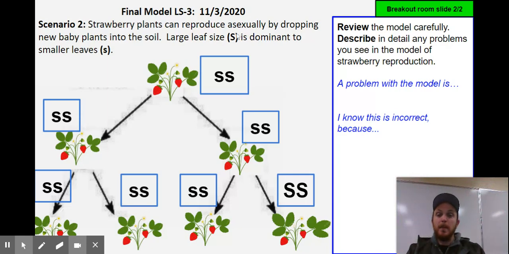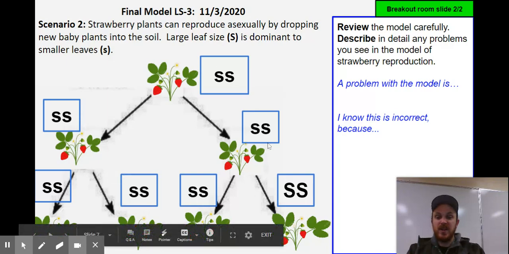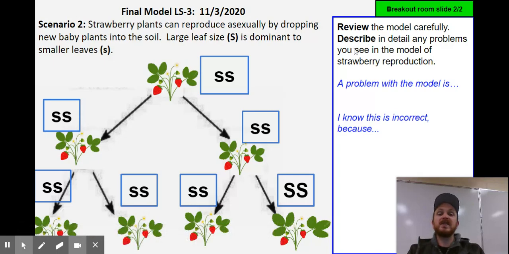So large leaf size, big S, is dominant to smaller leaves, little s. Check out the family tree, check out the genotypes and the traits in each of these plants. In the model, what you need to do is review the model carefully and then describe in detail any problems you see in the model of strawberry reproduction. A problem with this model is, I know this is incorrect because these are the kind of things I want you to write about.